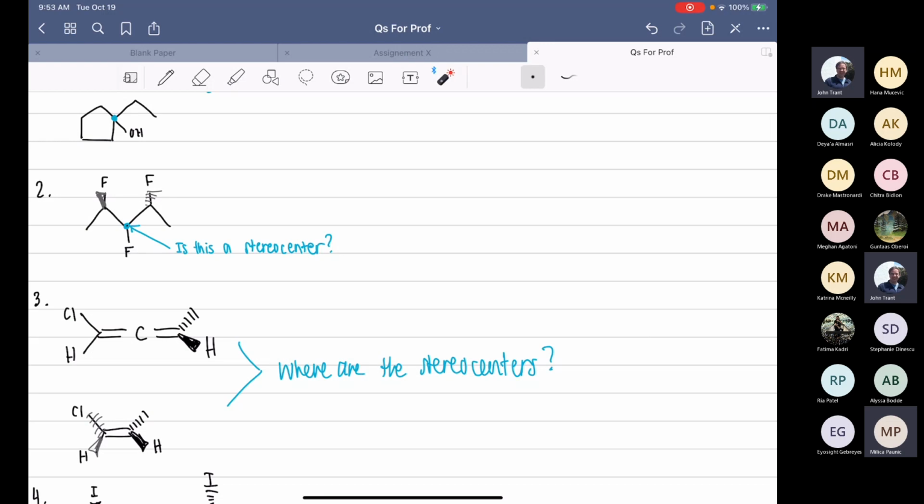It's completely flat molecule. But can't you switch these and create a stereocenter, or create another molecule? Yes, but it's not a chiral molecule. Then it's a diastereomer, like it's an E versus Z. They are stereoisomers, but they're not enantiomers, and so it's not a stereocenter if it can't generate enantiomers.